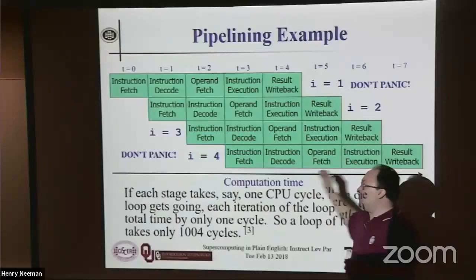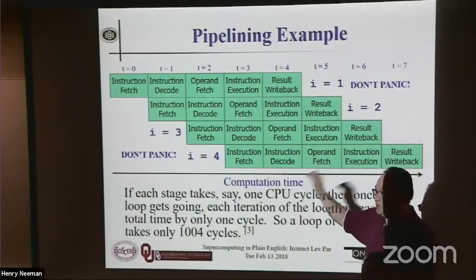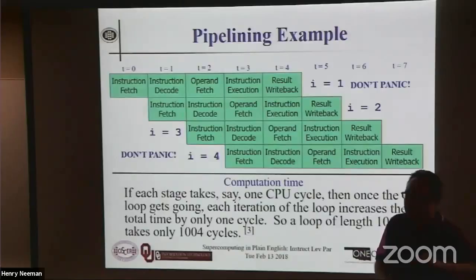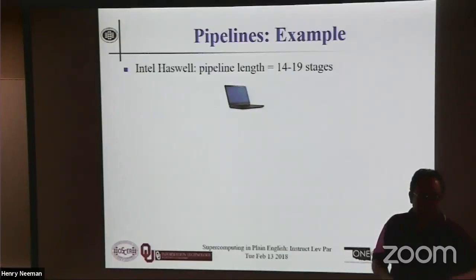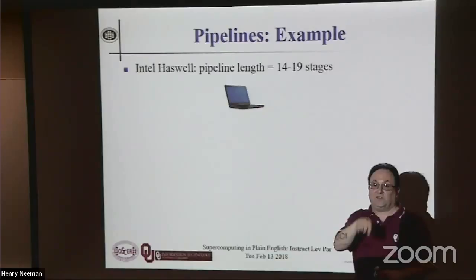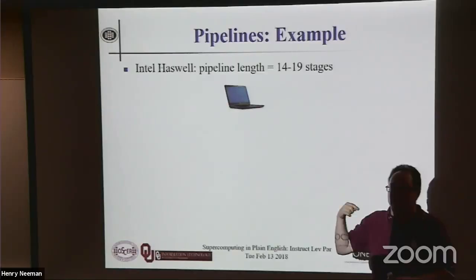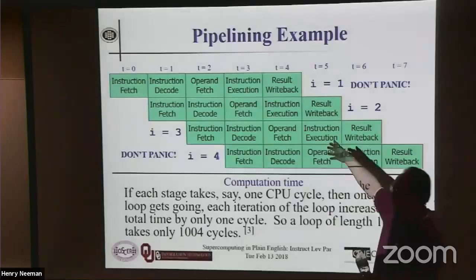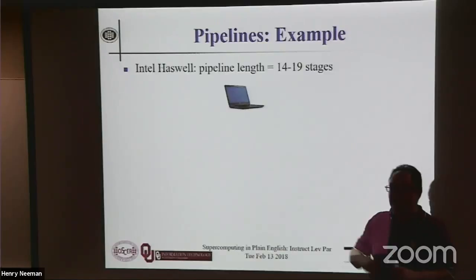So now where I used to take 8 cycles to complete this expression that we were just working on, now I'm doing it in 1. So I got a factor of 8 improvement. Again, I've massively oversimplified, but that gives you the idea. All right, so Haswell, which is the chip that we have on our supercomputer here at OU, the pipeline is 14 to 19 stages long. So this obviously doesn't capture the whole thing, but having a nice deep pipeline means that I'm getting a lot of work done at the same time.